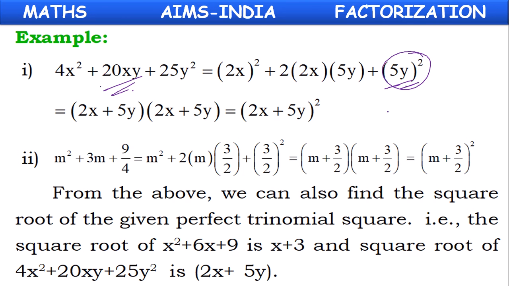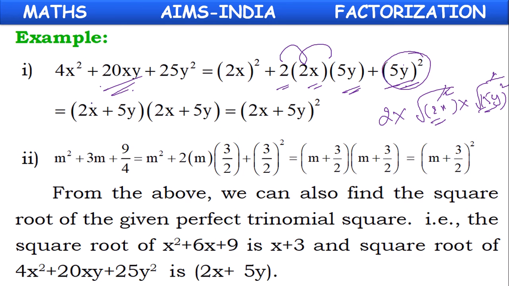It should be written in the form of 2 into square root of first term 2x whole square, square root of 5y whole square. Square root cancel, 2x, square root cancel, 5y, 2 into 2x into 5y. 2 fours are 4, 4 fives are 20, x into y, xy. It's perfect. We were able to write it in the form of twice the product of square roots of first and third terms.